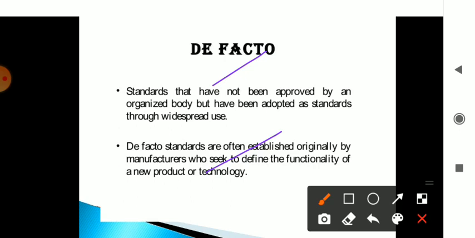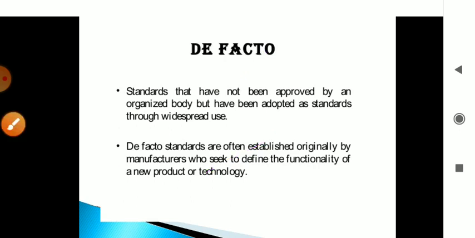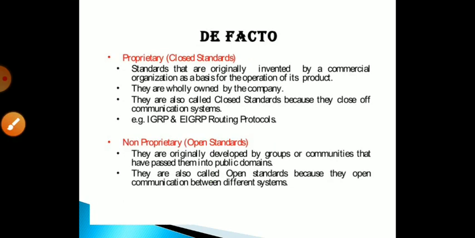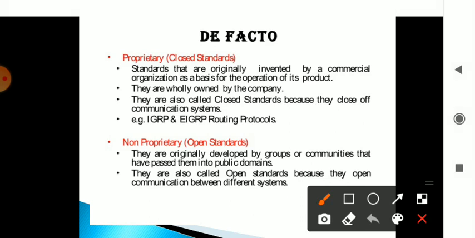You are doing certain tasks not from the government part, like illegally you are doing something. That is de facto. Though a product is there, a new product is designed with his own innovative things, and he sells it without the permission of the government. That is de facto. In this de facto also it has two types. One is proprietary, another one is non-proprietary. Proprietary is nothing but a commercial organization.